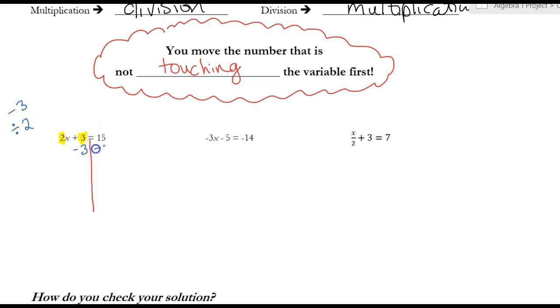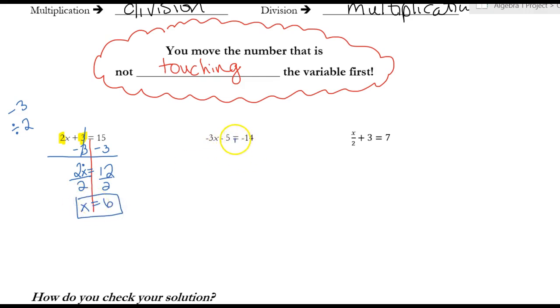So I minus 3 on both sides. It also helps if you keep it organized, so try and make sure you keep everything organized. And so now I have 2x is 12, because 3 minus 3 is gone. And now remember, this is 2 times x, so I'm going to divide by 2. And so x is 6.